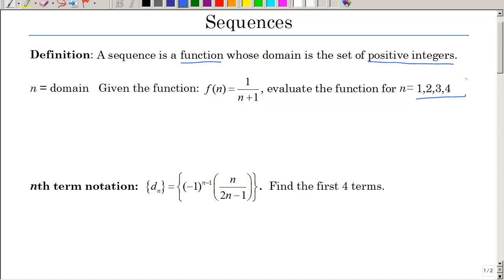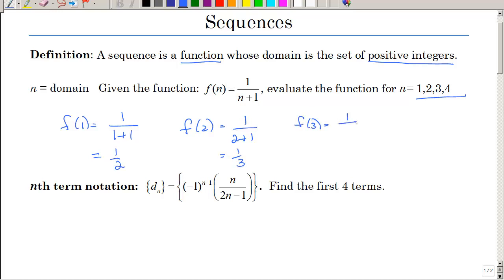So let's take an easy example. Given the function f of n, not an x, but f of n equals 1 over n plus 1, evaluate that function. So f of 1 would be 1 over 1 plus 1, which is 1/2. F of 2, so just very easy plugging in numbers. And you could probably see the pattern and then just write down the answers.